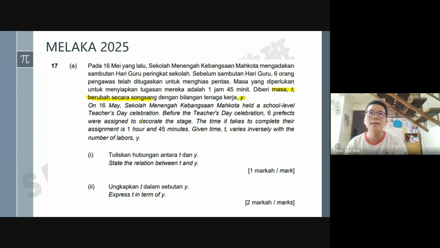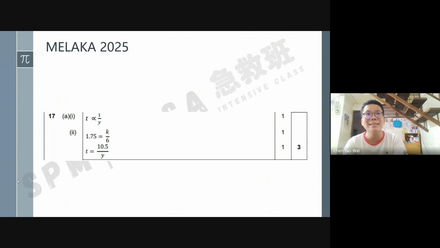It's just a simple question. Just put T proportional sign, but this one is songsang. Songsang means goes down. So T is proportional to 1 over Y. Express it, and you need to find K. After that, make T the subject and get the answer. The answer is like this. Actually, it's the same thing. Okay, so I think we have gone through all the questions.